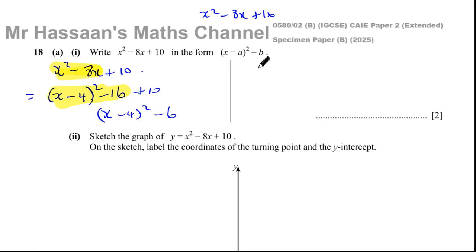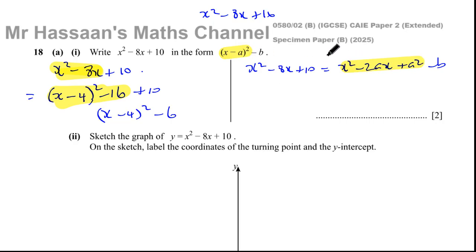Now, another way of doing this is as follows, which I'm going to show. x squared minus 8x plus 10 equals, and what you can do is expand this bracket. So (x minus a) squared is going to be x squared, and then you're going to have minus 2ax, and you're going to have plus a squared. And then at the end you have a minus b. So this part and this part are the same thing.